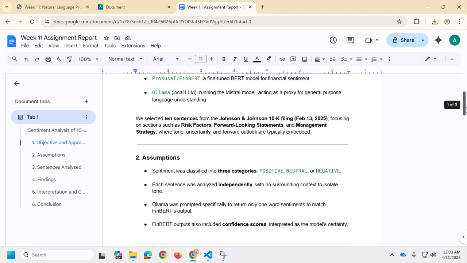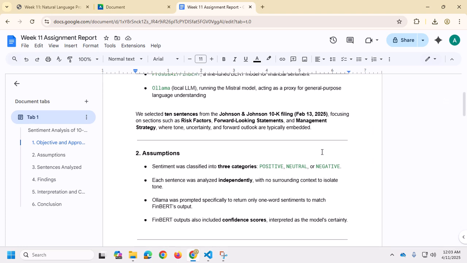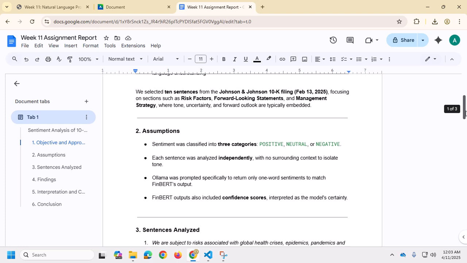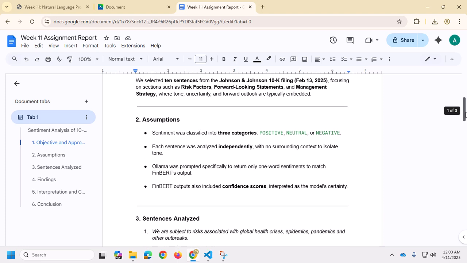Now, the assumptions for this one were that the sentiments for both of them are going to be divided into three categories: positive, neutral, or negative. Each sentence that I provide is going to be analyzed independently with no surrounding context to isolate tone. So this is very important. Ollama was prompted specifically to return only one-word sentiments to match FinBERT's output, and FinBERT outputs also included confidence scores interpreted as the model's certainty, right? So this was one additional thing that I wanted to do for this one.